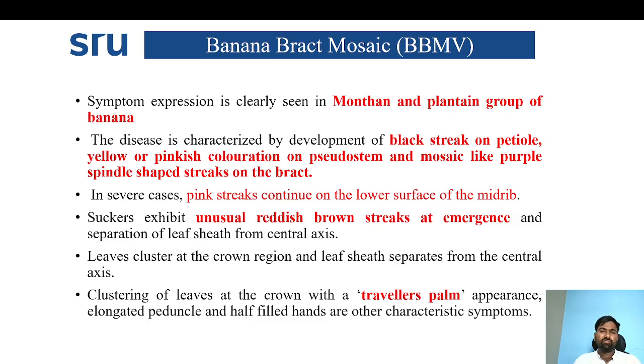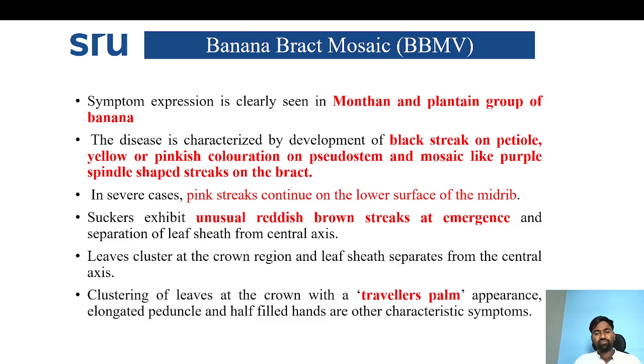Let's start with the symptoms of banana bract mosaic. The symptom expression is clearly seen in the Monthan and plantain groups of banana. The disease is characterized by the development of black streaks on the petiole, yellow or pinkish coloration on the pseudostem, and mosaic-like purple and spindle-shaped streaks on the bract. In severe cases, pink streaks continue on the lower surface of the midrib.